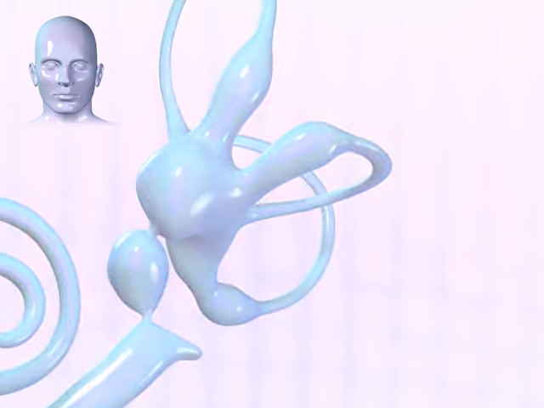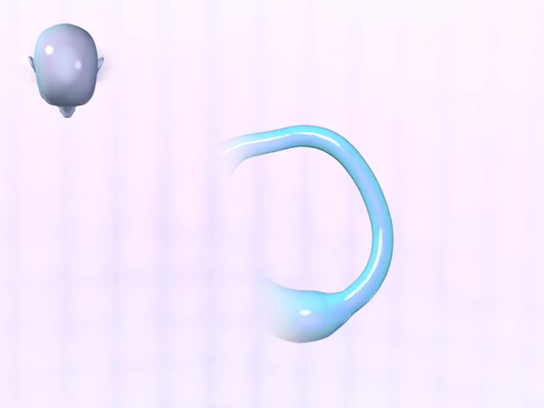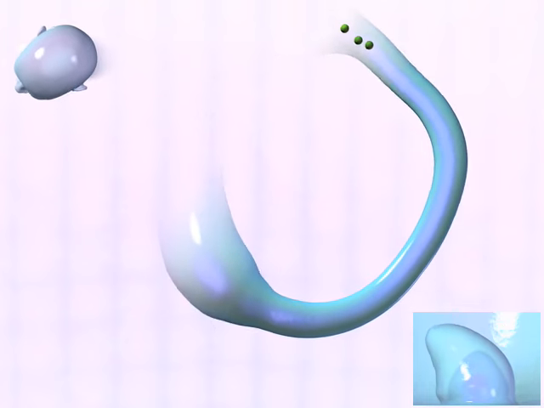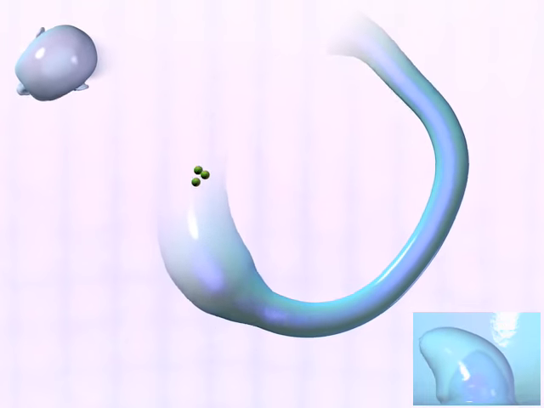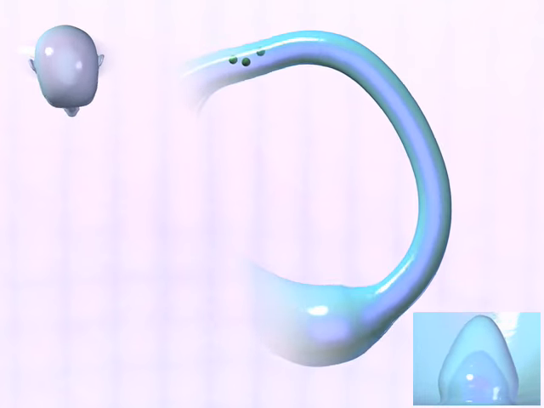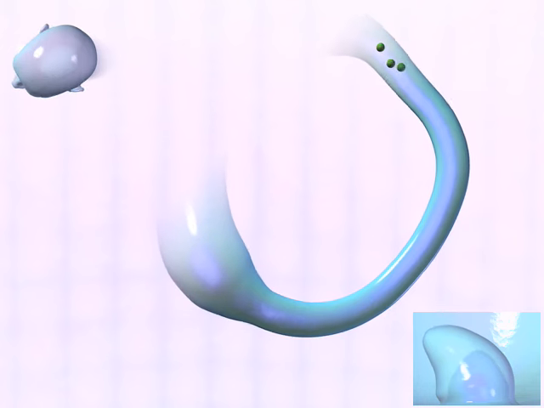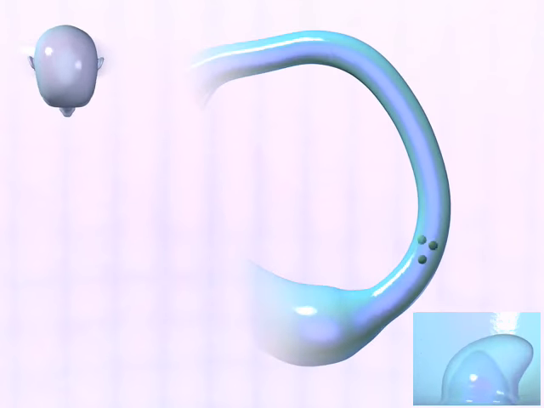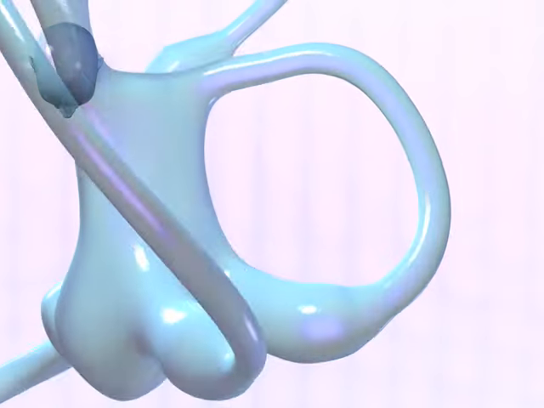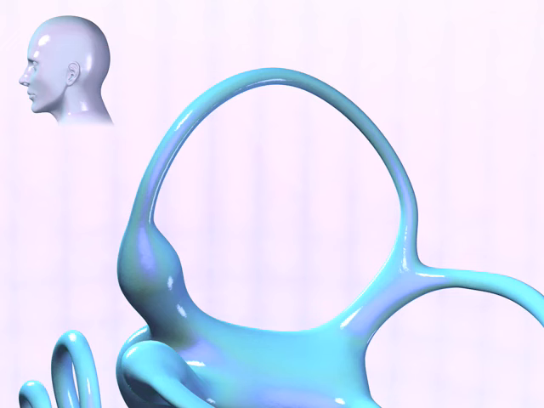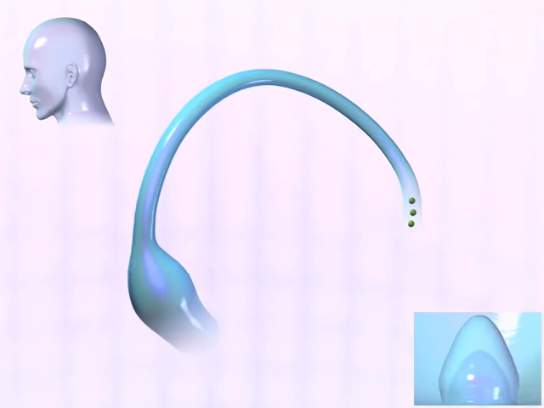This movement will be best exemplified in the lateral semicircular duct. Note that the fluid does not move in sync with the labyrinth as the result of inertia. For flexion and extension of the head, the anterior duct is the most affected.